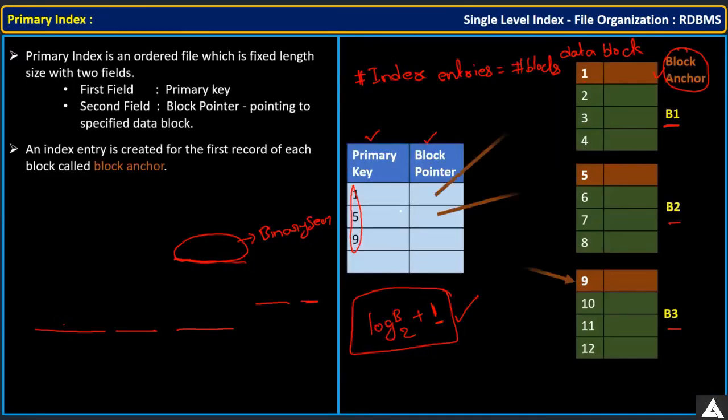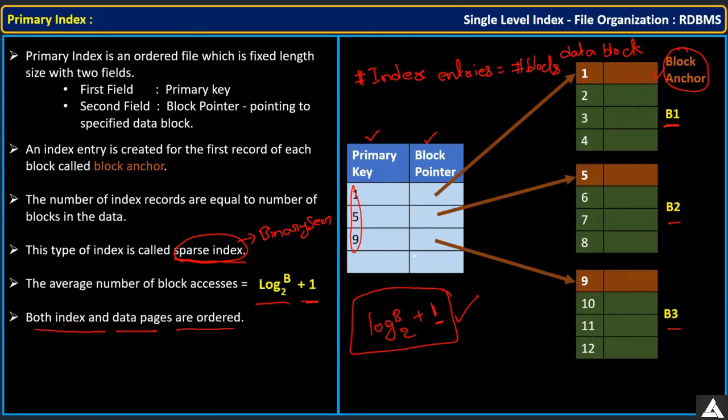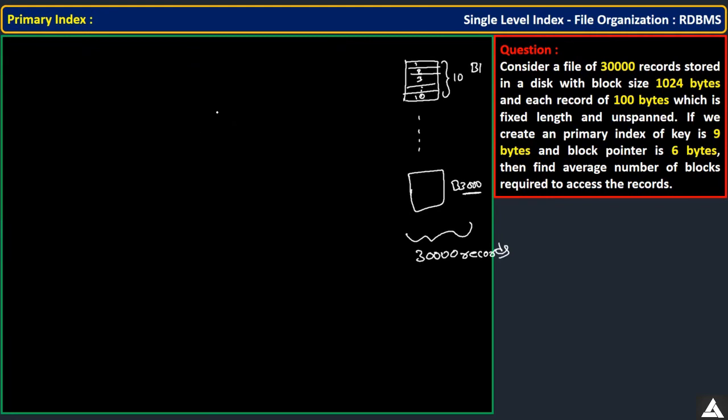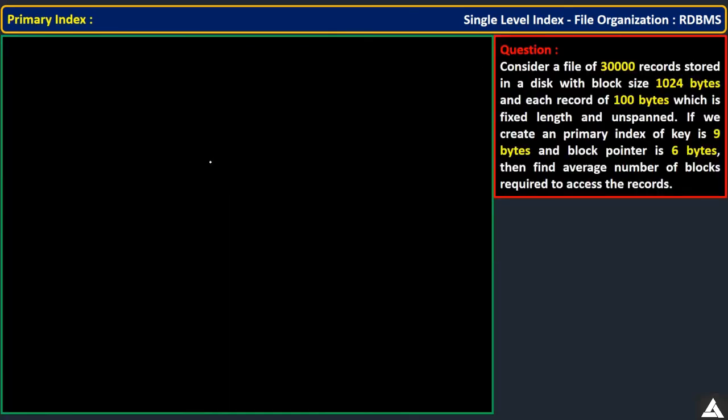So here, based on our discussion, you can see the number of index records is equal to the number of blocks. That is what you have to apply here. So how many index records are required? In this example, suppose you take the index table. Here we have two fields, the key and the block pointer that we discussed. How many records are we going to have here? How many blocks we have, that many index entries we are going to have. So 3,000 index entries are required.